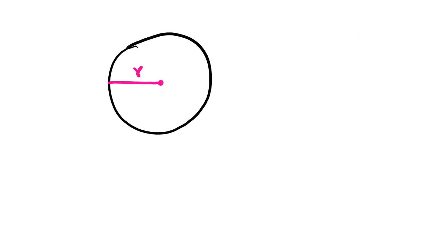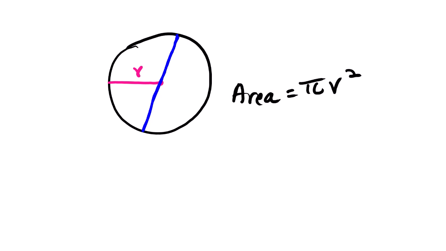Our next shape is a circle. Now we know that a circle has a radius and a diameter. So the pink line is the radius, the blue line is the diameter. Now to calculate the area of a circle, we are going to use this equation: pi r squared, where r is our radius. Then we can say the perimeter or the circumference of the circle, we are going to use this equation. It's simply the derivative of this equation.